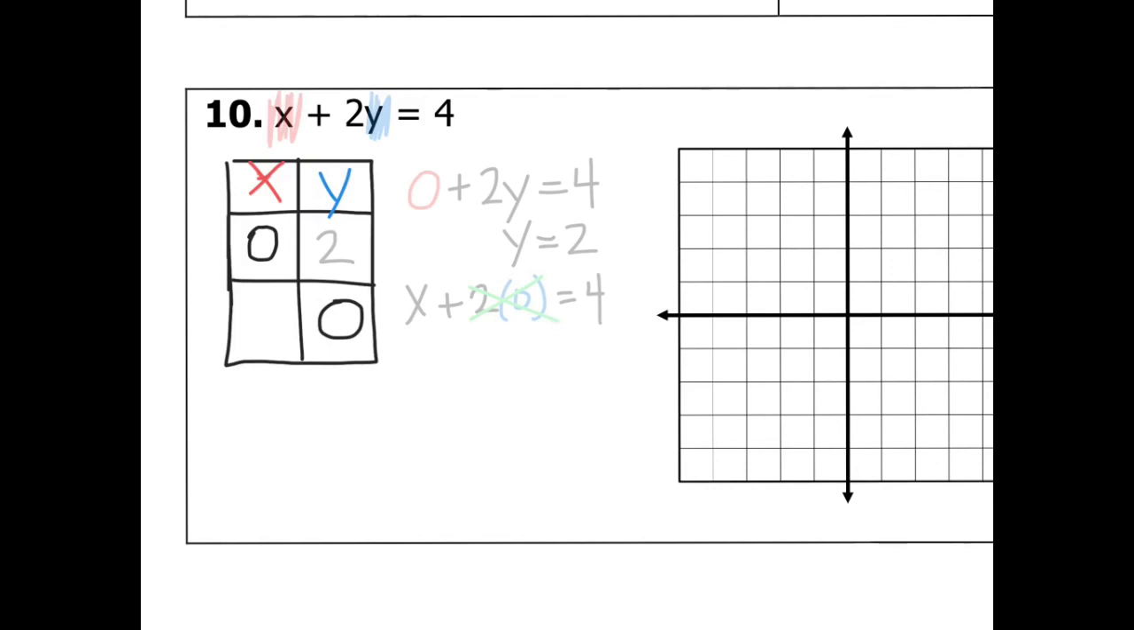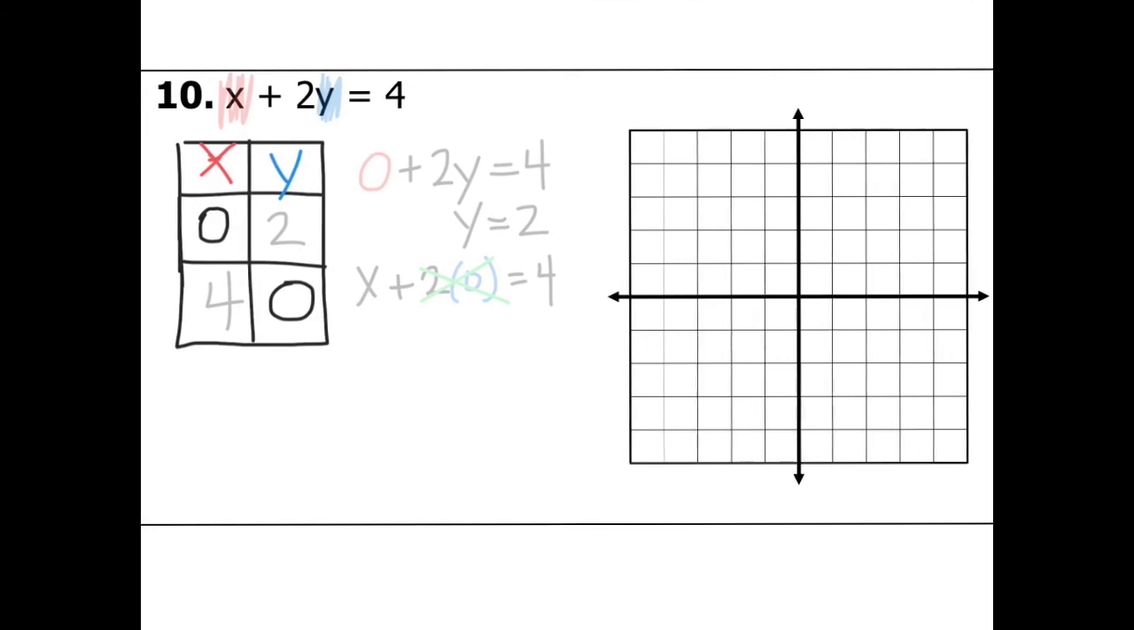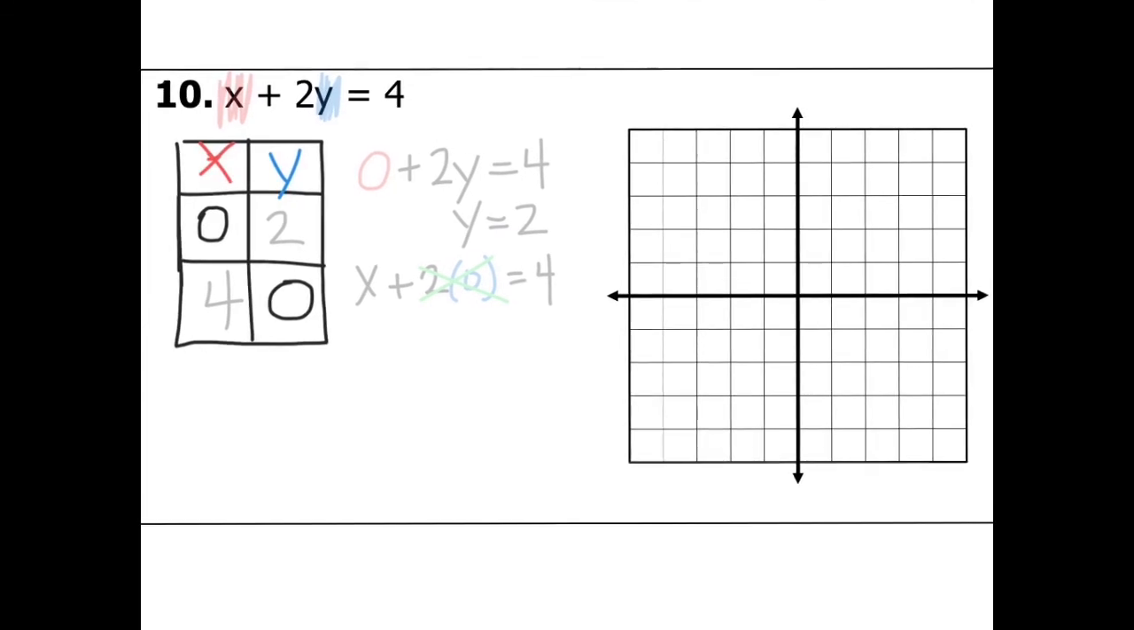So now, because you've got 2 points to work with, you can make the graph version of this line. You can take the point over 0 and up 2, start at your origin, and go over 0, up 2, make a dot. And then you can go back to your origin and go over 4 and up 0. And there you go. You've got your line.